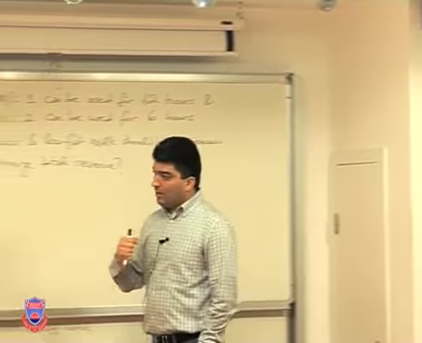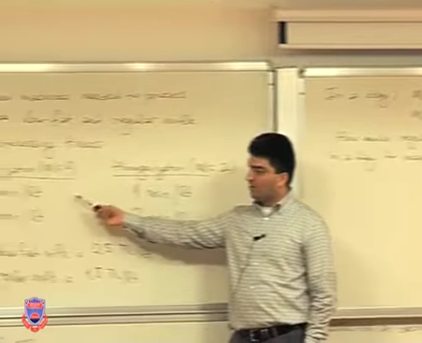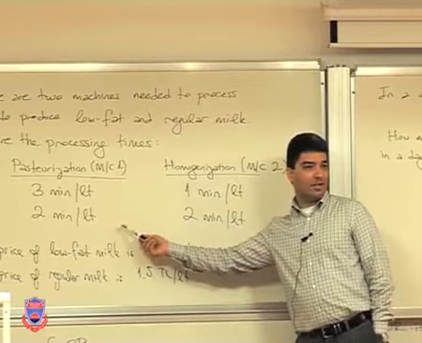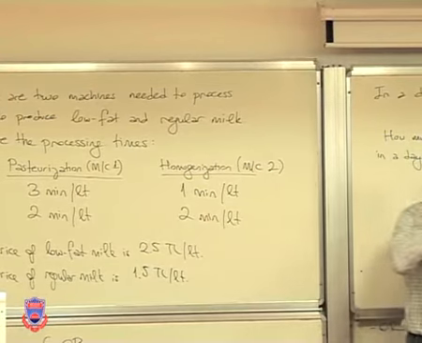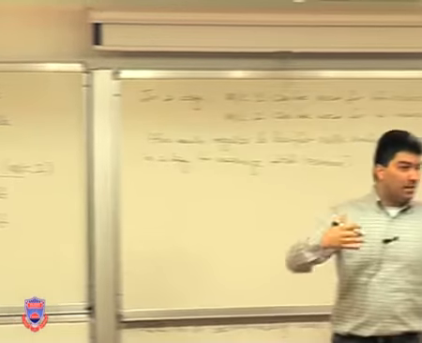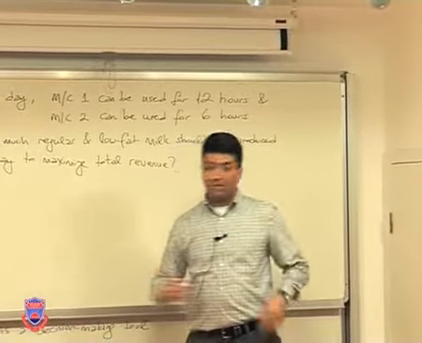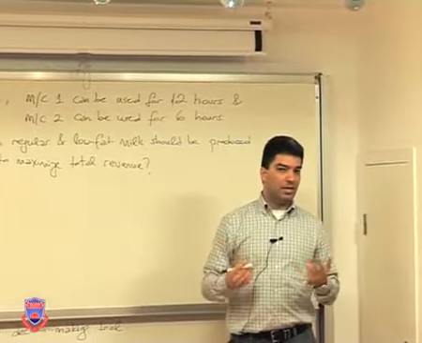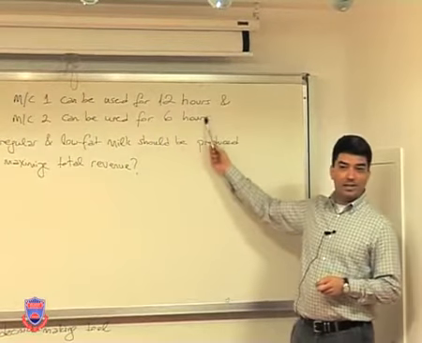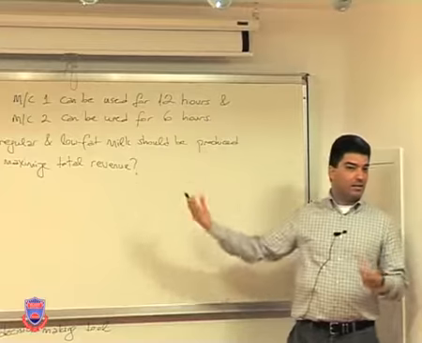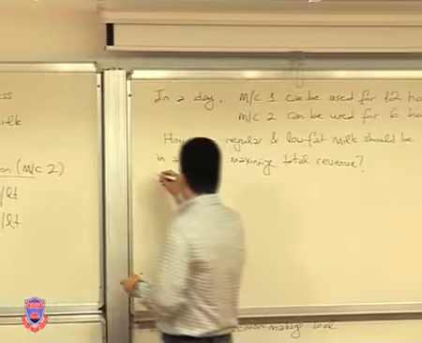Exactly. So there are basically two things I can control in this problem. The first one is how much low-fat milk I'm going to produce. And the second one is how much regular milk I'm going to produce, right? So this is something I can control, but there are certain limitations, right? So I'm not completely free to produce anything I want, okay? What are the limitations? Well, I need to make sure that I cannot use more time than the available machine time, okay?